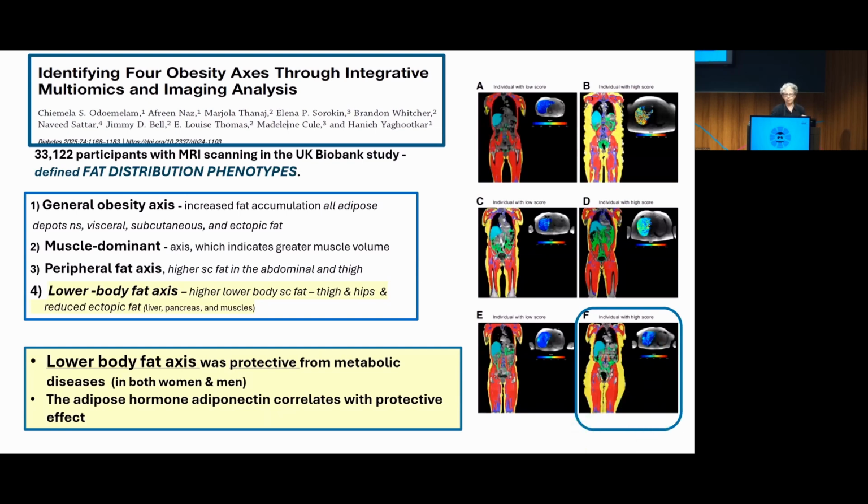What is important about this is that we can look at a patient and it's pretty obvious where the fat is mainly distributed, what the shape of the patient is. And people who are defined by what is called a lower body fat axis in this paper, which is basically pear-shaped fat distribution, they are protected from metabolic disease.